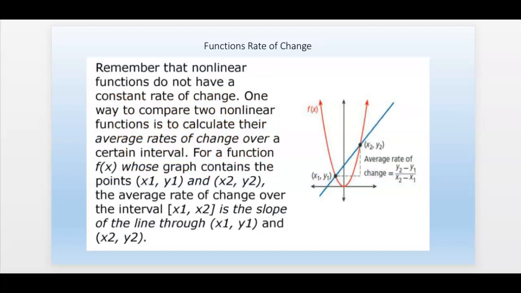But what's most important is that nonlinear functions don't have a constant rate of change. The rate of change is changing. So one way to compare rates of change is along the same intervals. Compare like intervals. Find the points along the curve and measure the slope of a line between those 2 points. That is the average rate of change in that interval.